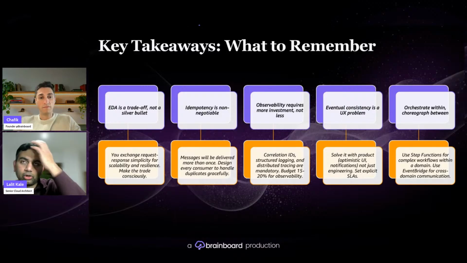Orchestrate within the boundary of your service, business context, or whatever you call it, and choreograph across them. That's the easy way. Talk to your customers, internal, external, all the time. It will help you anyway. I think that's more of a gist.